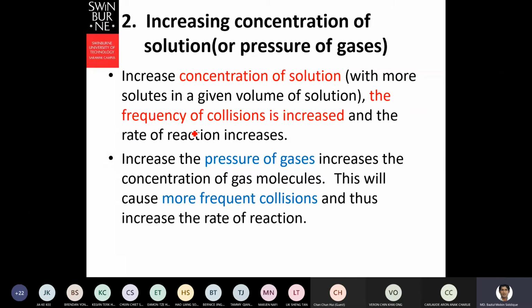Concentration, I just said that if we increase the concentration of a solution, it will increase the frequency of collision of the particles, and they will collide with each other frequently. And increasing the pressure of the gas is also the same: like the piston, we push it down, then the gas will be pressurized and the particles will collide more frequently.